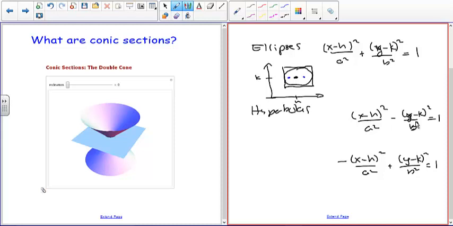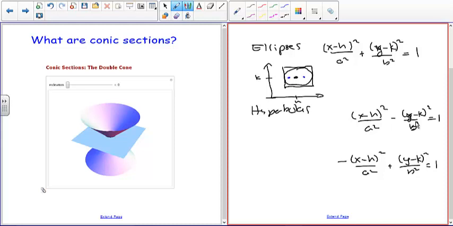So if this is positive 1, this is negative, this is positive, you get a hyperbola in one direction. I can't remember which ones go which way right now, but you could have a hyperbola go this way, or you can have a hyperbola go that way. And that's determined by which one of these terms has the negative sign.